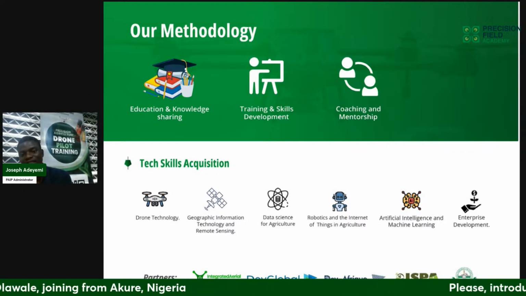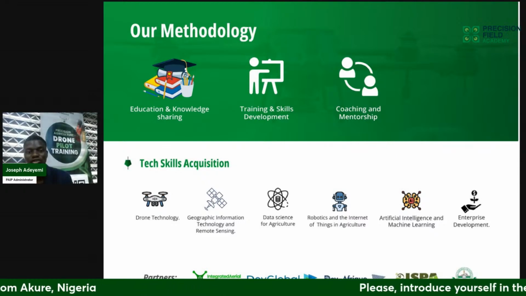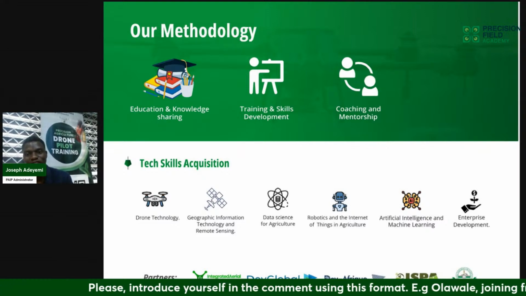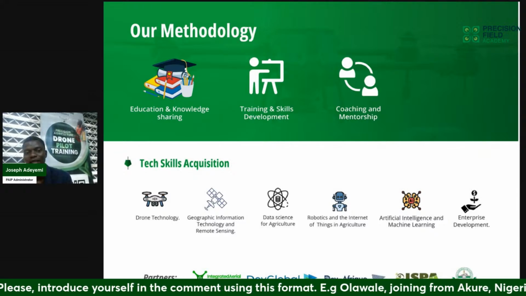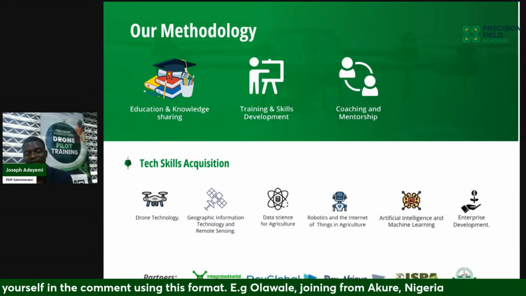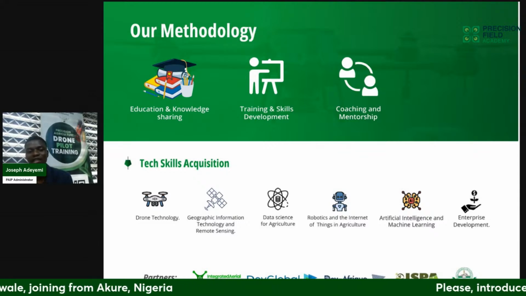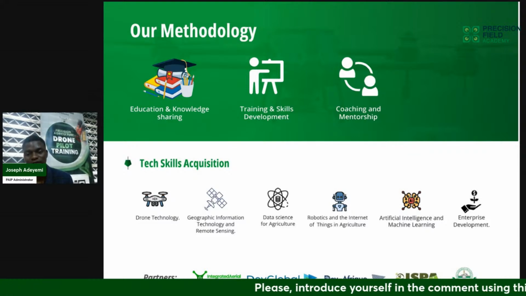And we have certain tech skills in focus. Number one is drone technology. So we are going to be looking into details like what potential, what benefits can we derive from harnessing drone technology and bringing it into agriculture as a concept of drones in agriculture. How can it be used to provide efficiency in the practice of agriculture?